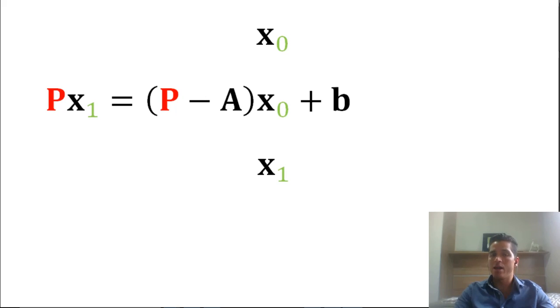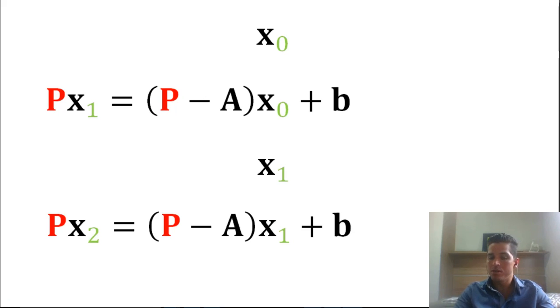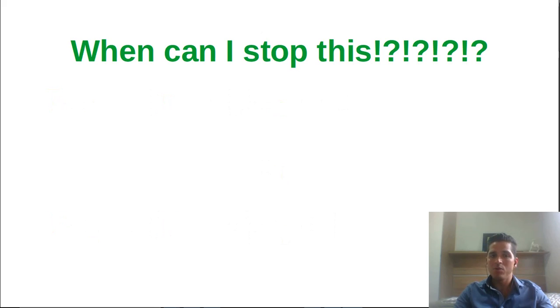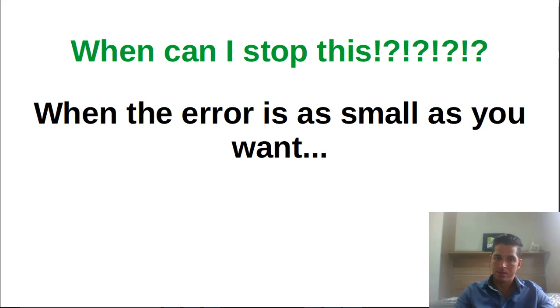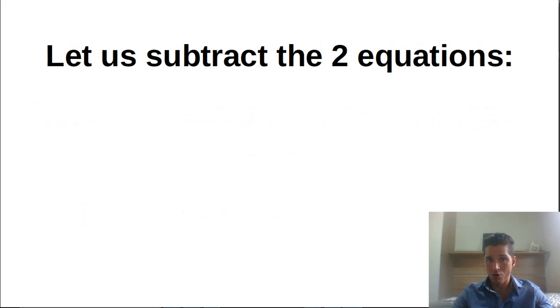I have x1, and then I calculate p minus a x1 plus b. And what do I get? x2, and I multiply by p. So when can I stop this? Because I need to stop sometime. I need to get something that's close to x when the error is as small as I want. So show me.